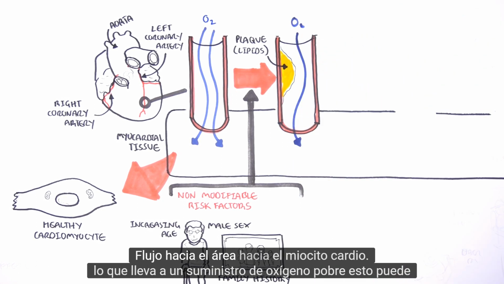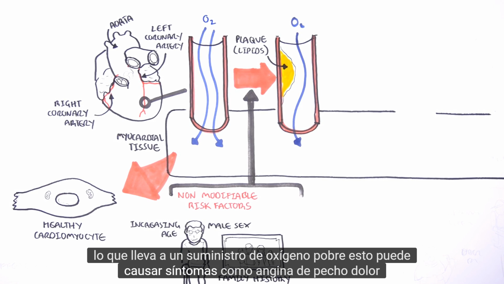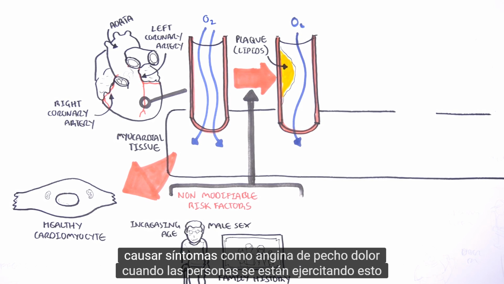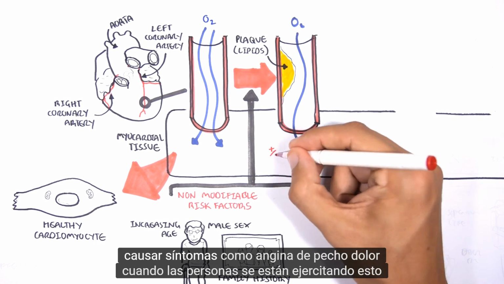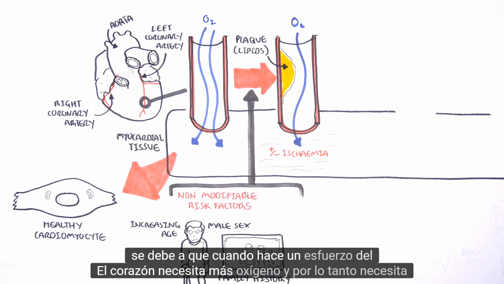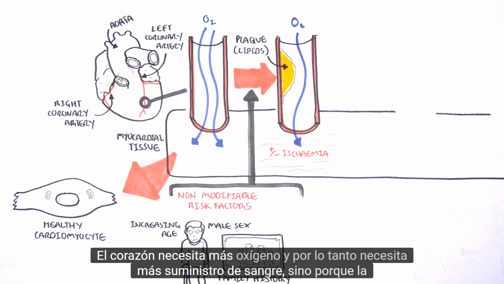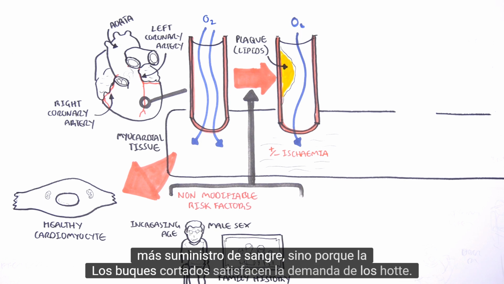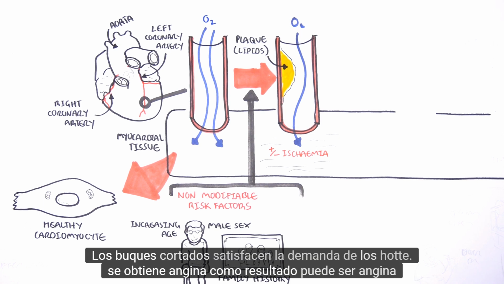Now, the buildup of plaques can cause a reduction in blood flow to the area, to the cardiomyocytes, leading to poor oxygen supply. This can cause symptoms such as angina, chest pain, when people are exerting themselves. This is because when you exert yourself, the heart needs more oxygen and so needs more blood supply. But because the vessels can't meet the demand of the heart, you get angina as a result.